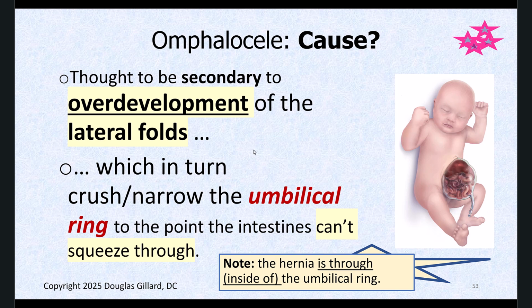The cause, we don't know for sure again, but we think it's secondary to overdevelopment of the lateral folds, which basically crushes the umbilical ring so they can't get back in. Probably occurs in week 8 or so.